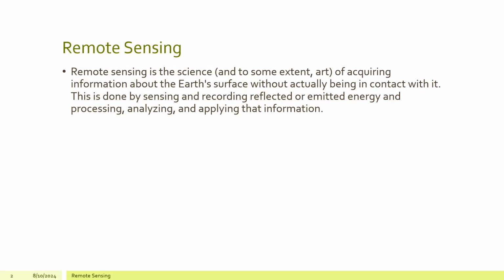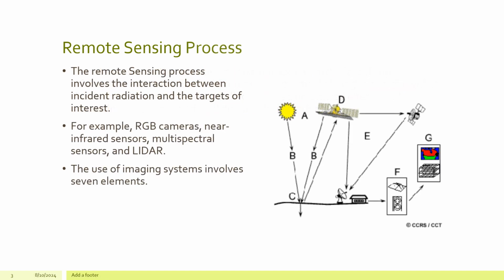So remote sensing is the science of acquiring information about the Earth's surface without actually being in contact with it. This is done by sensing and recording the reflected or emitted energy and processing, analyzing, and applying that information. Now the process involves interaction between the incident radiation and the targets of interest. We do this with RGB cameras, infrared sensors, multispectral sensors, and LiDAR systems, and several others that are out there. Synthetic aperture radars, things like that, and it goes on.